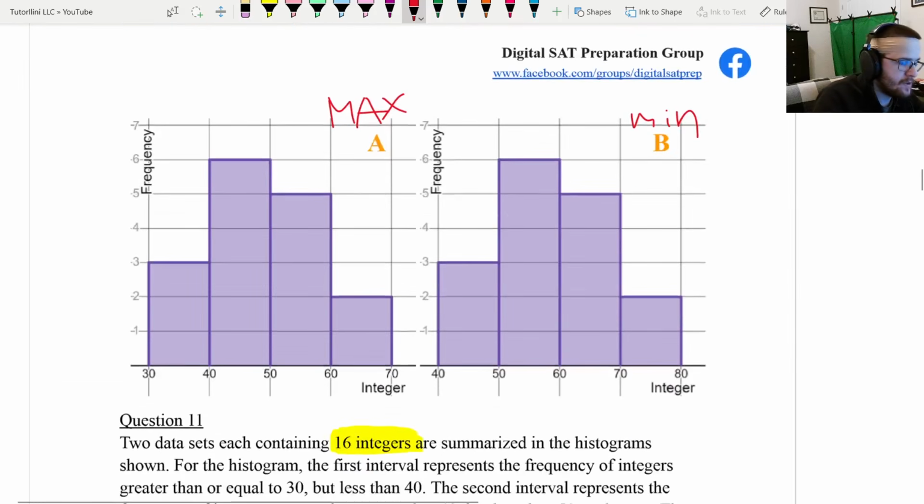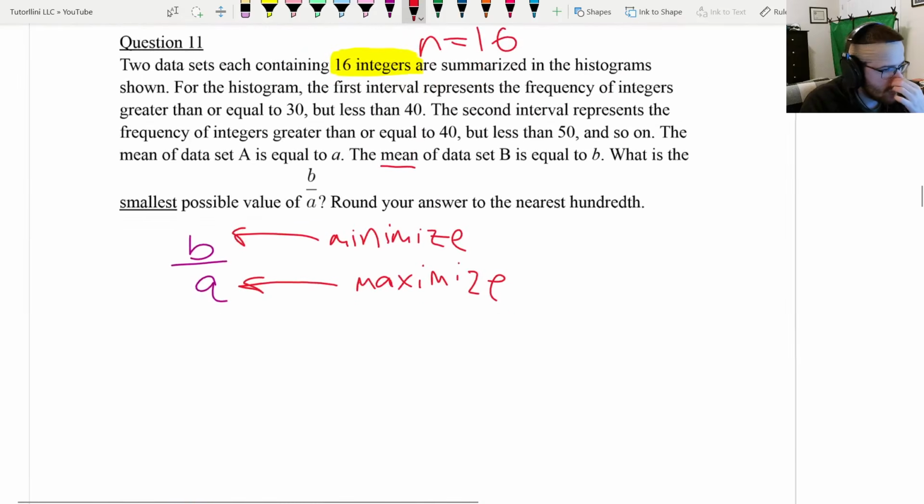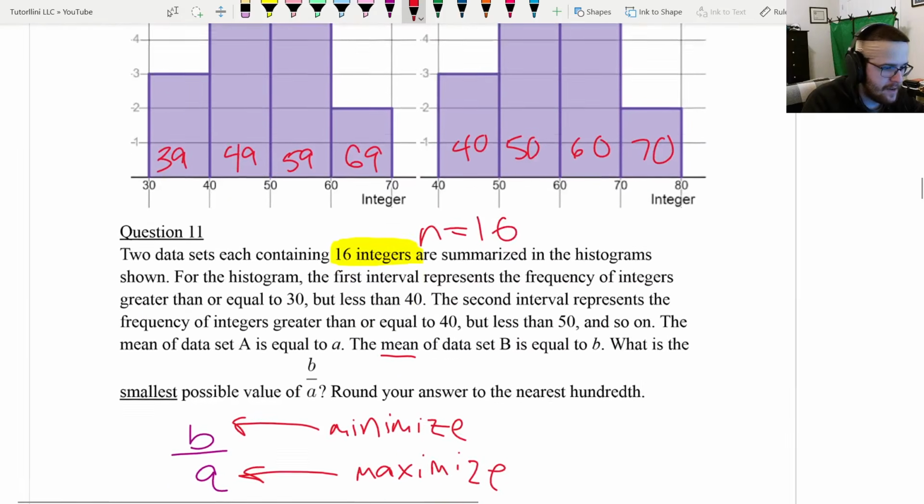Okay, so for A, the biggest number is 39. Then in this one is 49, 59, and 69. And then the smallest for B, so the leftmost one is the smallest, so 40, 50, 60, and 70. And for both of these, n is 16. Now we just need to figure out B and A.